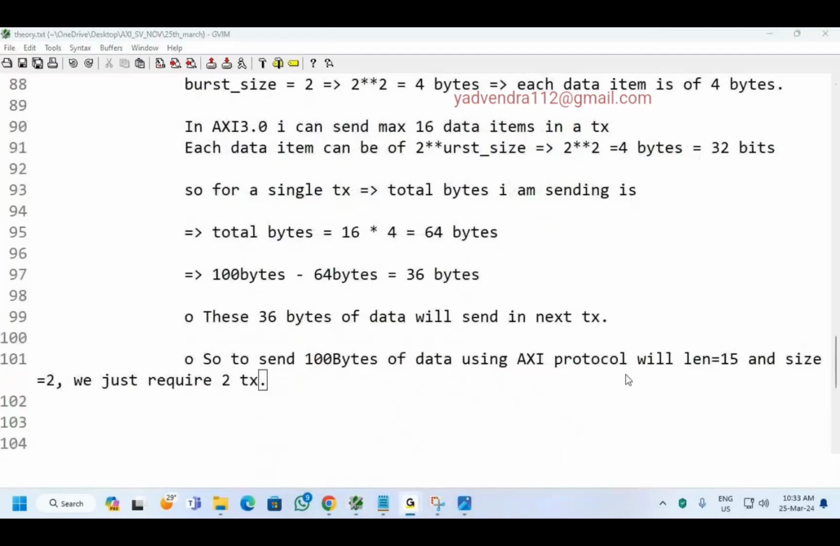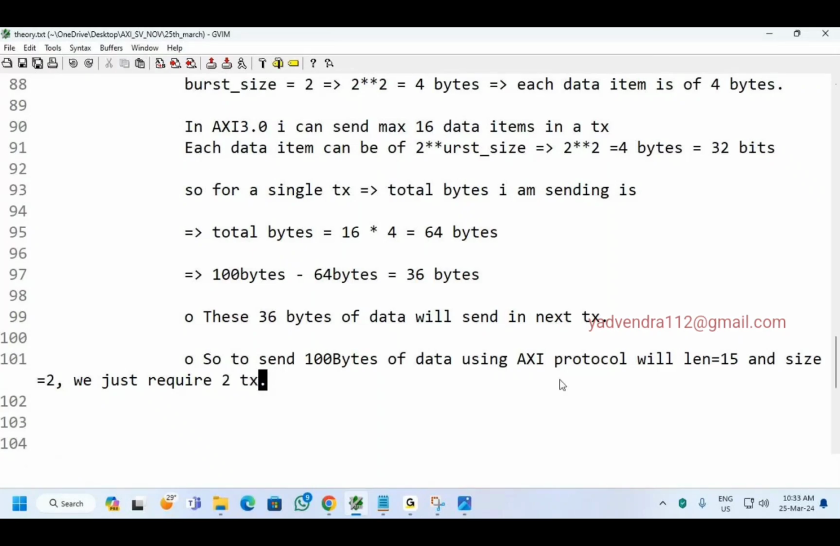Got it? Did everyone get this, guys? Let's not get into all these calculations. If you are feeling confused right now, let's not get into this calculation, because from tomorrow or the day after tomorrow we start doing these calculations every day. Once we start learning about the AXI signals, from that day onwards we'll start doing all these calculations. So let's not get confused here.